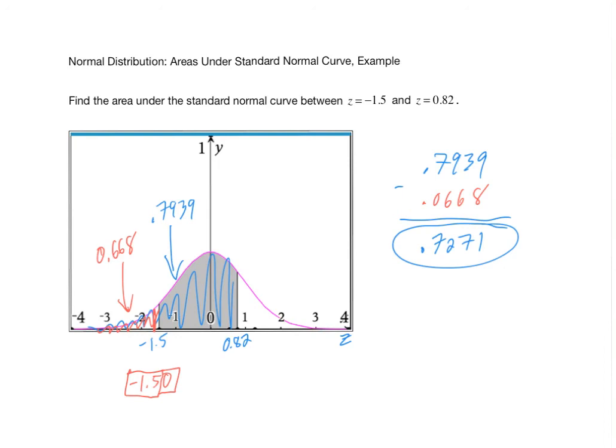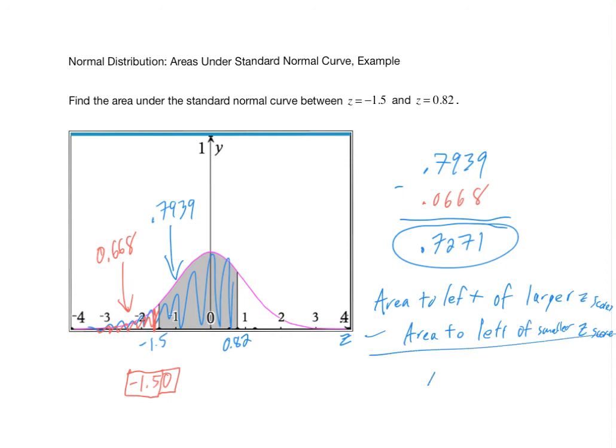So in summary, if you want area between two z-scores, you get the area to the left of the larger z-score, and you subtract from that the area to the left of the smaller z-score, or lesser z-score. That then gives you the area between.